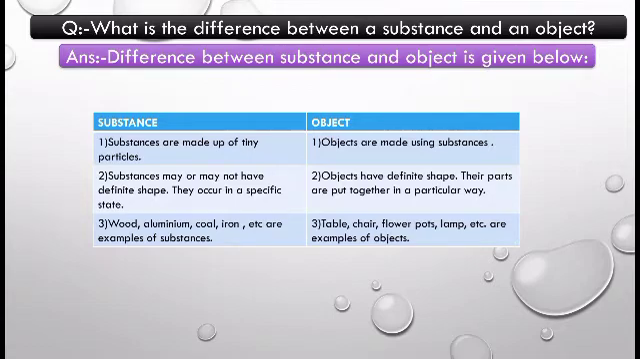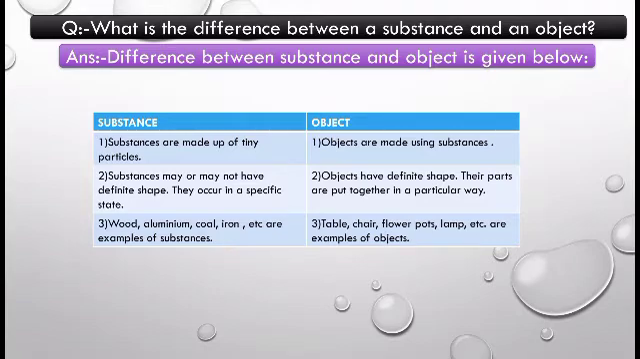In the same way, paper is used in different forms, like project papers, books, textbooks, workbooks, diaries, and many other things made with paper. Moving on to the next point, a few examples are given for each side, substances and objects. Wood, aluminium, coal, and iron are examples of substances. On the other hand, table, chair, flower pots, and lamp are examples of objects.